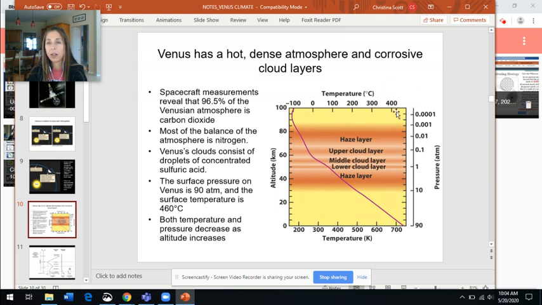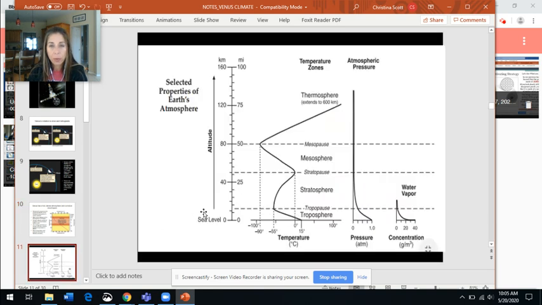If you look over here on the graph and go all the way down, it's really hot at the surface, over 400 degrees. Both temperature and pressure decrease as the altitude increases. You guys remember we were looking here at sea level in the troposphere. The temperature at the surface is about 15 degrees, and if you were to go up to 10 kilometers, your temperature would go down to about negative 55 degrees.